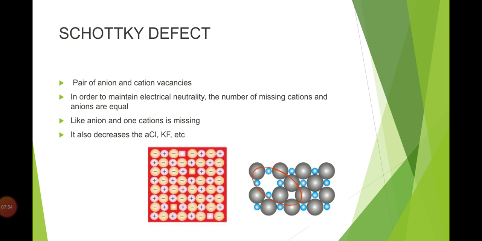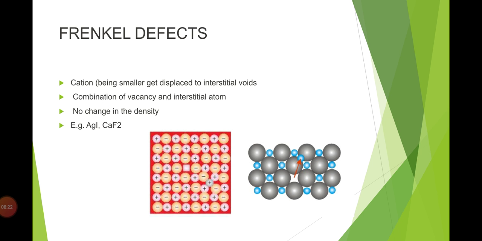If we see the figure on the right hand side, in the red circle a pair of cation and anion are missing. Actually here electrons and holes both are missing, so trillions of atoms will be missing, so its density and mass will be reduced, like I discussed previously. It is found in compounds like NaCl and KF, etc.